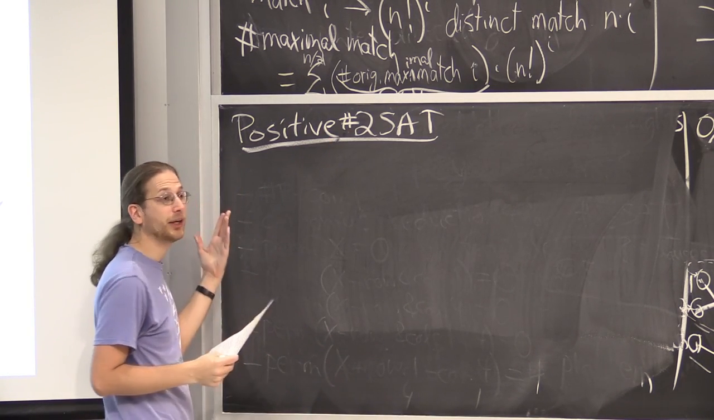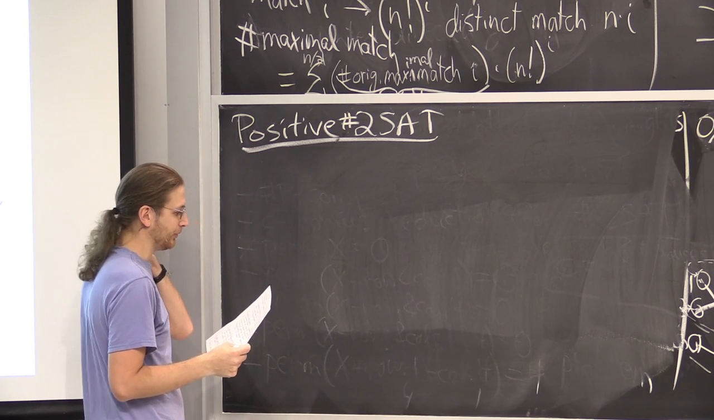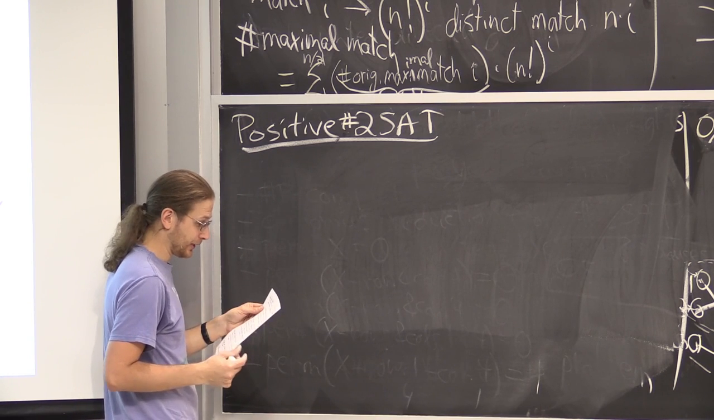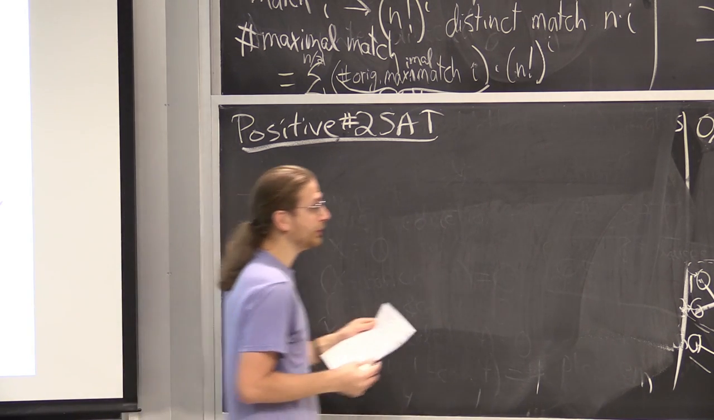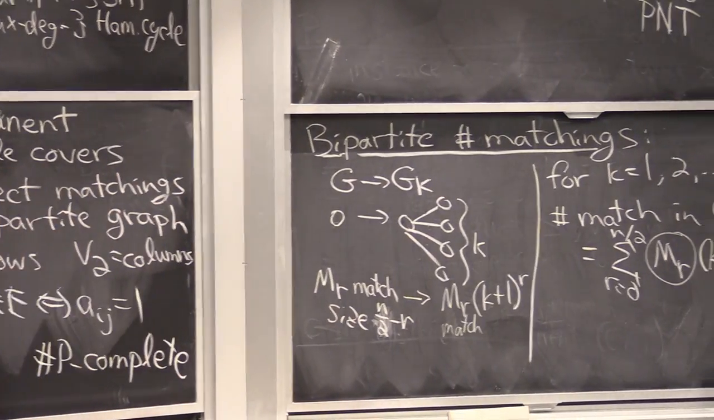This is the same thing as vertex cover. Remember, vertex cover is the same as positive 2SAT. So also sharp vertex cover is hard, and therefore also sharp clique is hard. This is actually a parsimonious reduction from bipartite matching. That's why I wanted to get there.